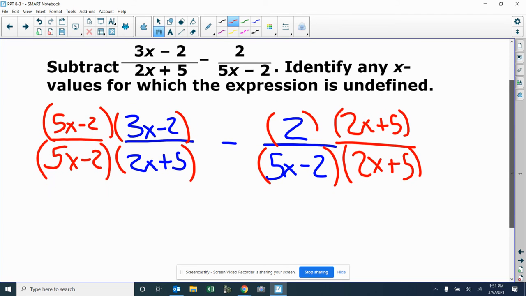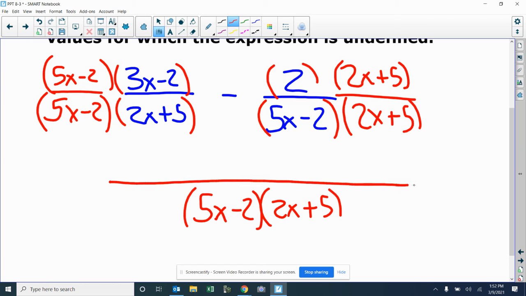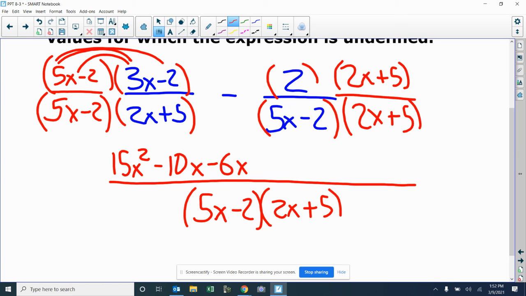Okay, now we've got to do some multiplying. So let's start here. We know what our bottom is going to be: 5x minus 2 and 2x plus 5, right? But we're going to have a lot of stuff up on top to go with. So we start right over here. 5x times 3x will give me 15x squared. 5x times negative 2 will give me negative 10x. Negative 2 times 3x would give me negative 6x. Negative 2 times negative 2 would give me positive 4.